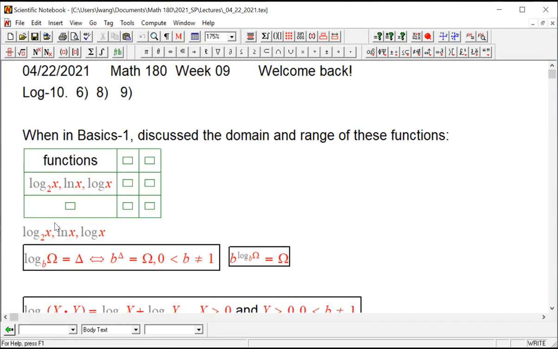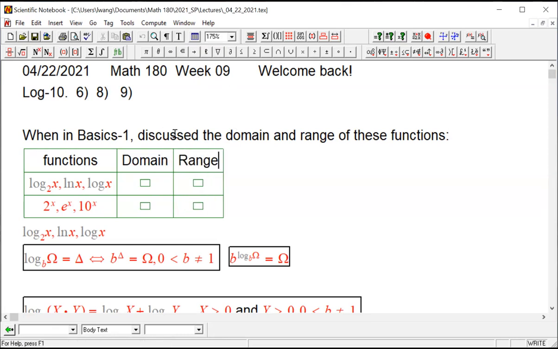And the domain for the other three, 2 to the power x, right? E to the power x. And what else? 10 to the power x. Okay, we once talked about the domain. When we're doing the graphing, we talk about the domain and the range. So still, do we remember those? What's the domain for the exponential functions?